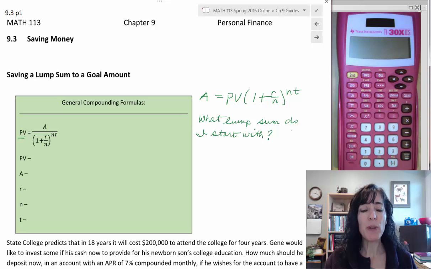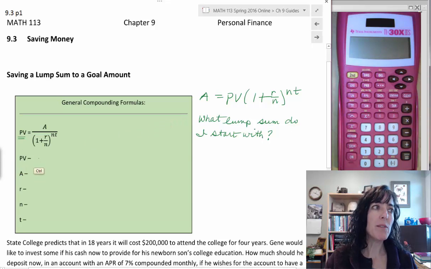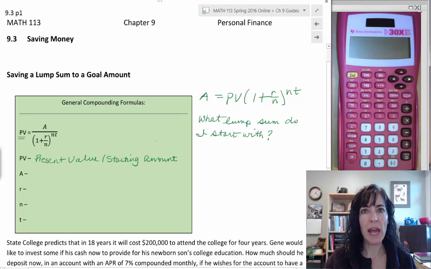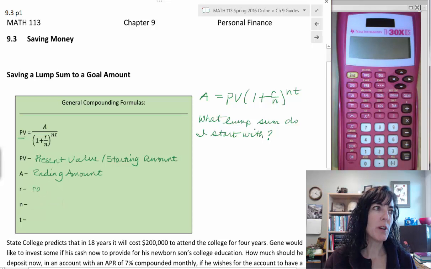And so let's look at each piece of that formula. The PV, that's our same old present value or starting amount. And then the A, that's the ending amount. The r is the rate as a decimal, as before. The n is the number of compoundings.